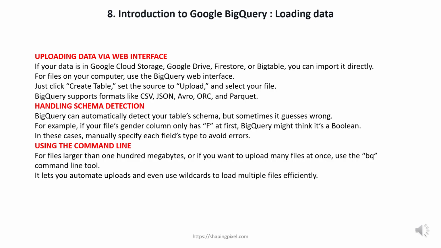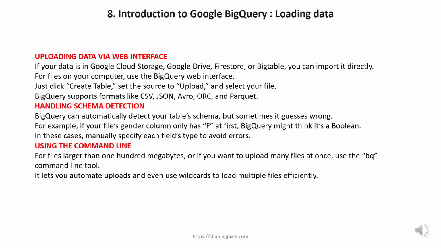BigQuery supports formats like CSV, JSON, Avro, ORC, and Parquet. BigQuery can automatically detect your table schema, but sometimes it guesses wrong. For example, if your file's gender column only has F at first, BigQuery might think it's a Boolean. In these cases, manually specify each field's type to avoid errors.